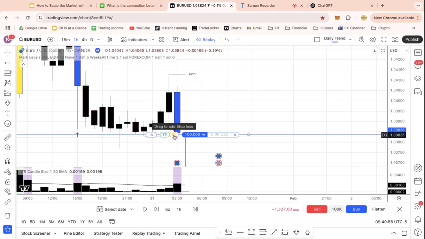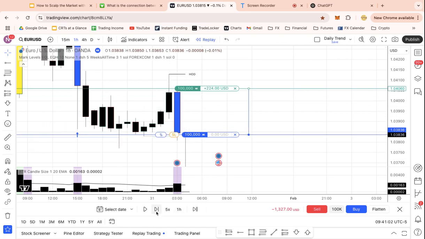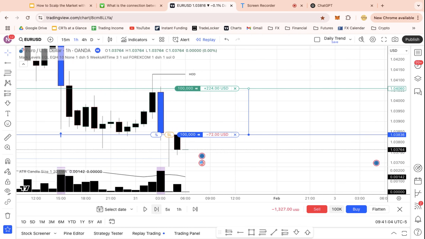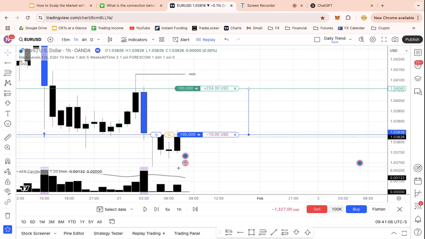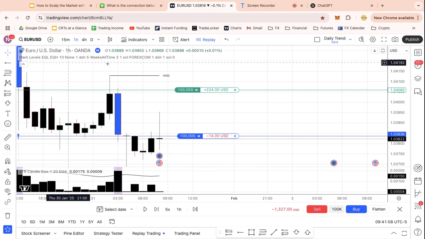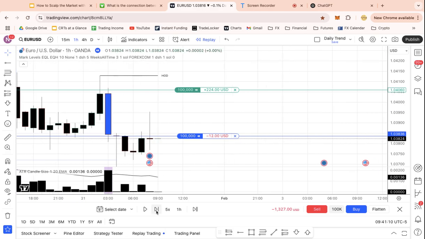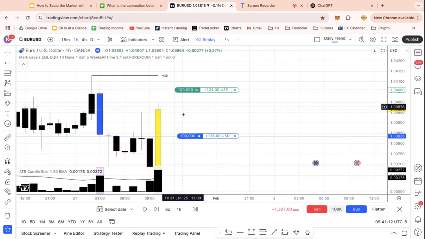Take profit up here, and we'll let that play out. Okay, a little bit of drawdown, but the low of the money candle is still holding, so we're just going to let it ride.